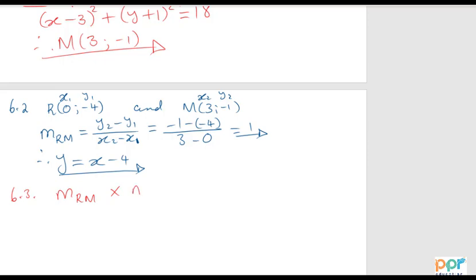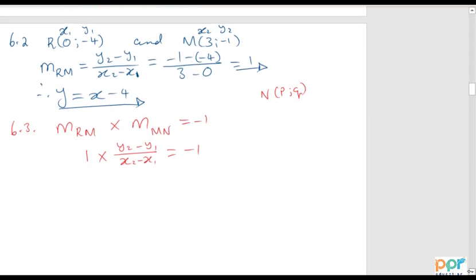For 6.3, the gradient of RM multiplied by the gradient of MN must give you minus 1. Now remember, you have the coordinates of M, and the coordinates of N are P and Q. The gradient of MR we found is 1, so I put 1 times the gradient of MN, which is the change in y over change in x, y2 minus y1 over x2 minus x1. All of this times the gradient must give minus 1.